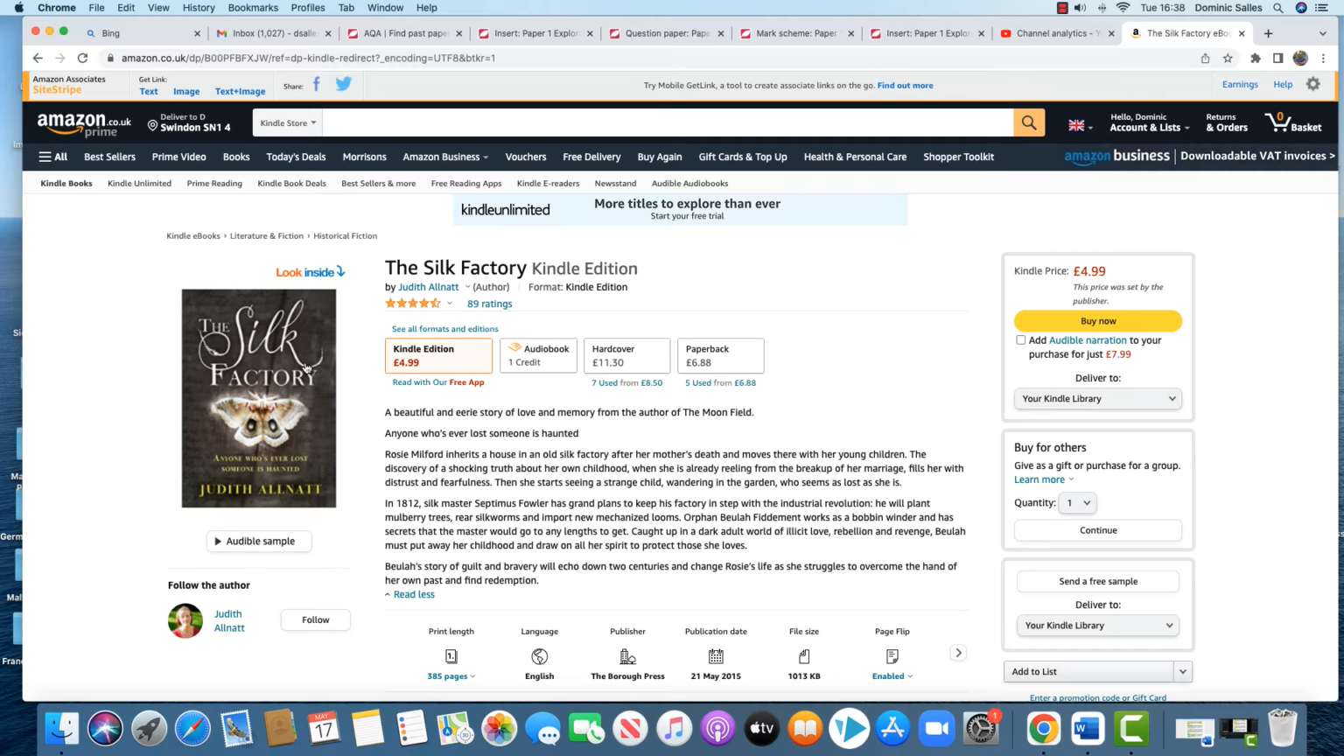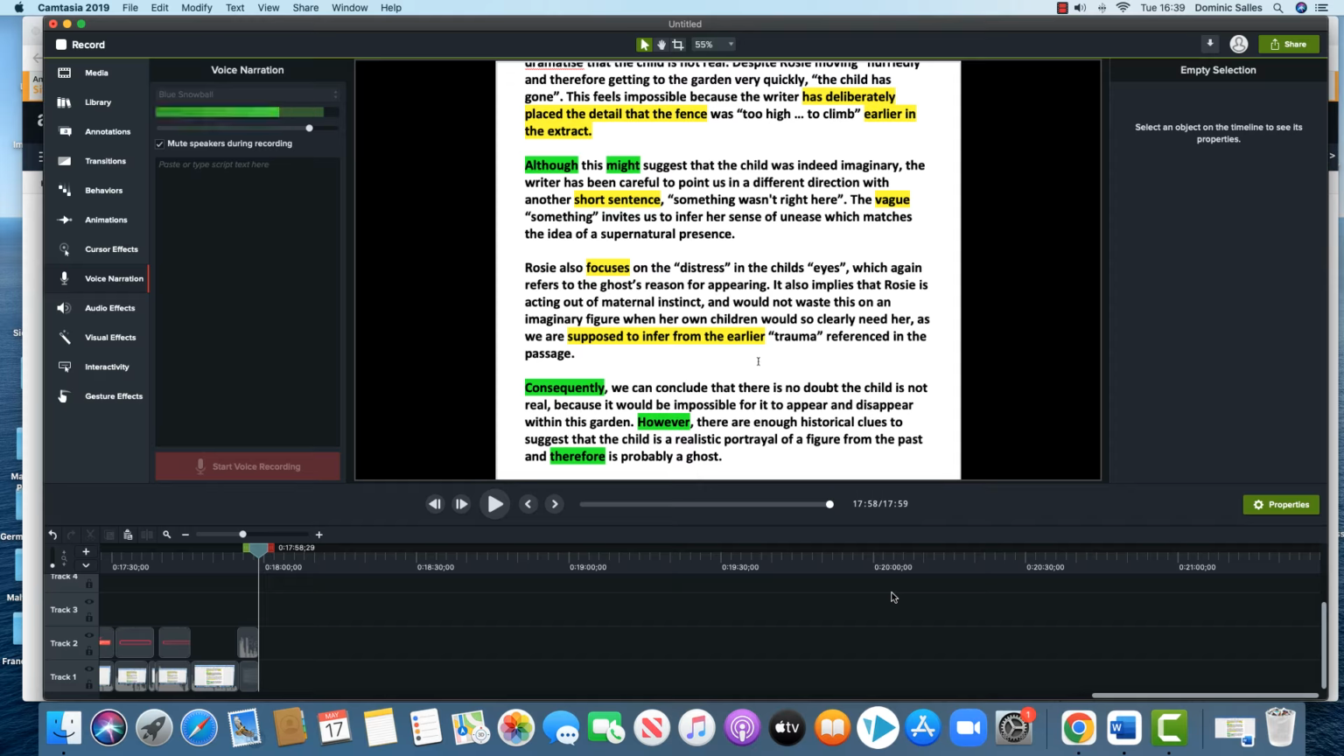So I said I would check out this book and see if I was right, and here we are. Beulah is the young girl in the story, and she comes from 1812. Fairy story, my arse, examiner. Ghost story, supernatural.